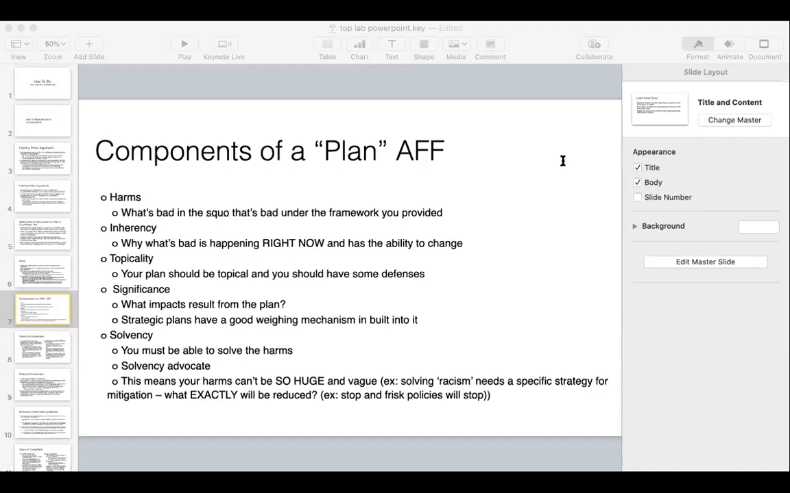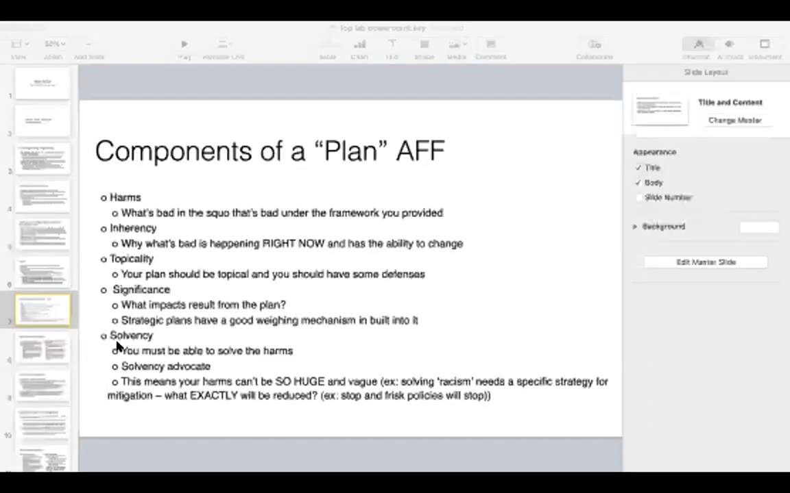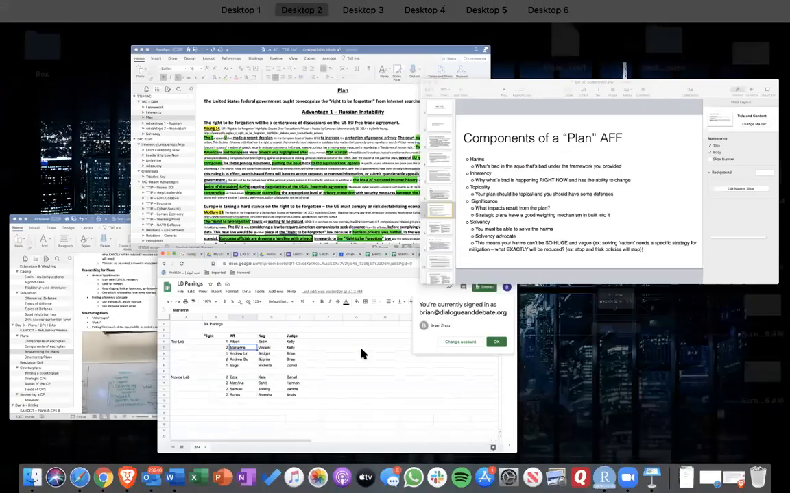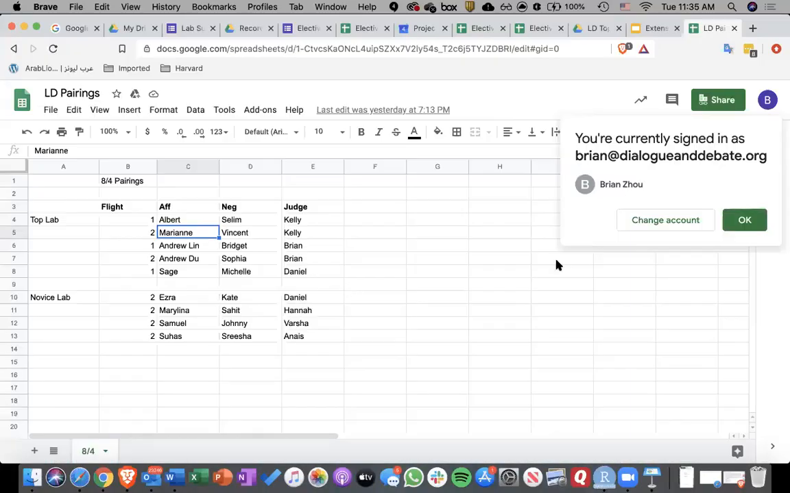Wait, I'm confused. Where do we find our groupings? Oh, I am not sharing them. I apologize. I thought I was. Thank you for letting me know. Okay, here. Can everyone see it now? Yes. Okay, my apologies. So again, everyone here is affirmative. Everyone here is negative. You'll also know if you're flight 1 or flight 2.